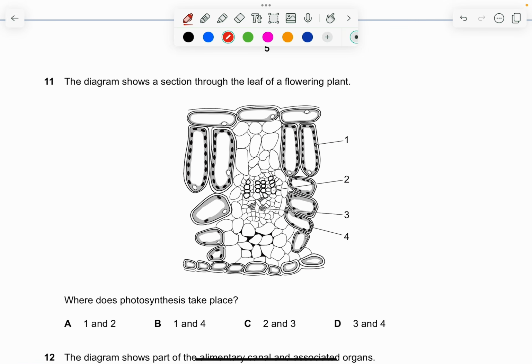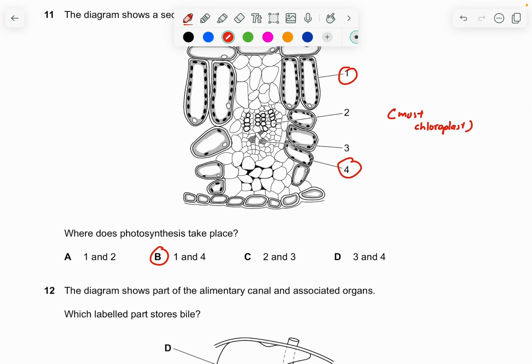Question 11. The diagram shows a section through the leaf of a flowering plant. Where does photosynthesis take place? So photosynthesis must take place at the mesophyll cell. So there are two mesophyll cells that we know. This one is the first one, palisade mesophyll cell, and then we have our spongy mesophyll cell. You can basically see which cell has the most chloroplast. So you can deduce by most chloroplast. Okay, so the answer is 1 and 4.